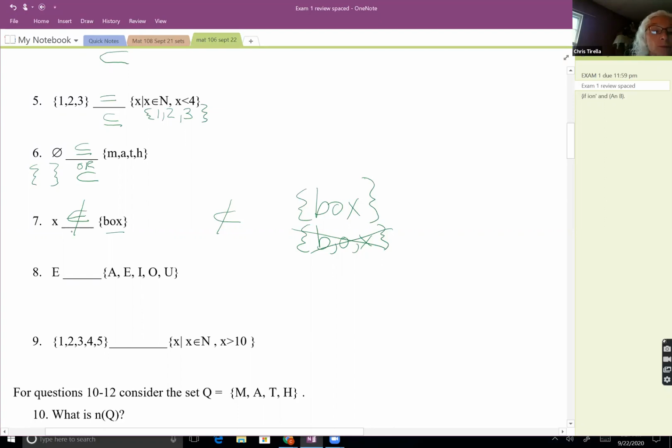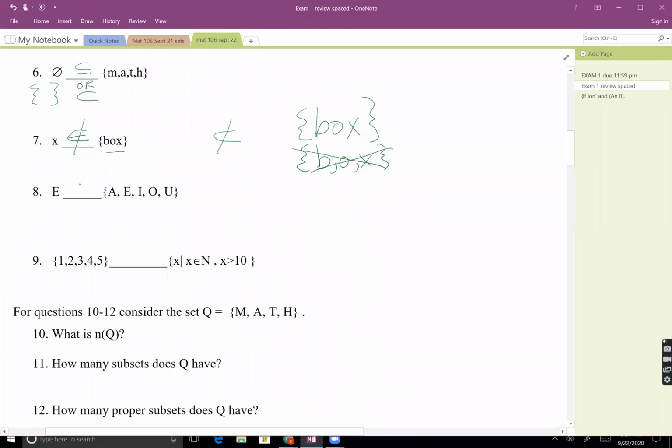How about the next one, number 8? Wouldn't it be the same? Well, this one is an element. This one is made up of letters because of those commas in between. So this one, it is an element.